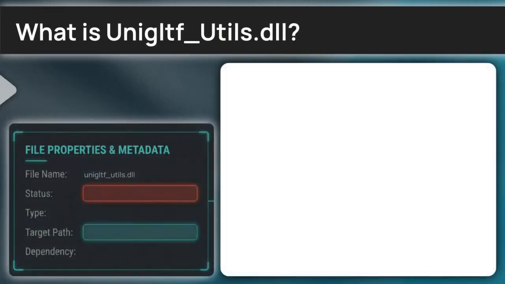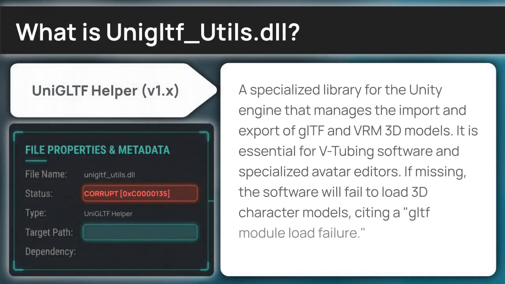This is the UniGLTF Utilities, a specialized library for the Unity engine that manages the import and export of glTF and VRM 3D models. It is essential for VTubing software and specialized avatar editors. If missing, the software will fail to load 3D character models, citing a glTF module load failure. Now that you're up to speed on the file's role, let's begin the repair process.